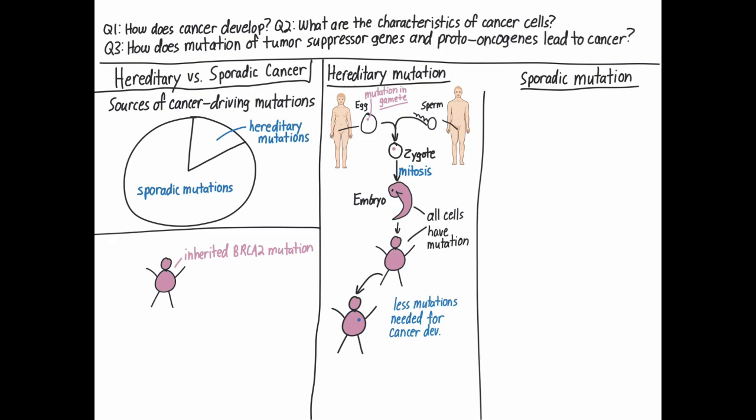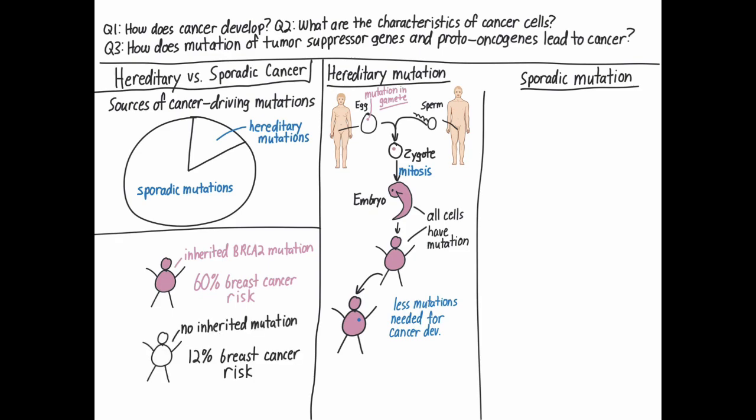For example, a woman who inherits a mutation in the BRCA2 gene, which functions in DNA repair, has about a 60% chance of developing breast cancer by age 70. For those without this mutation, the number is only 12%. Because the inherited BRCA2 mutation is present in all cells, this puts these women at increased risk of other cancers as well. This is why doctors routinely test women with family histories of breast cancer for mutations in BRCA2 and other genes.